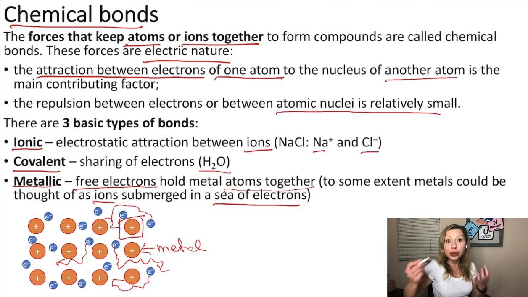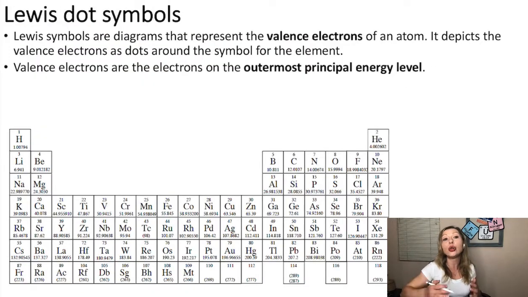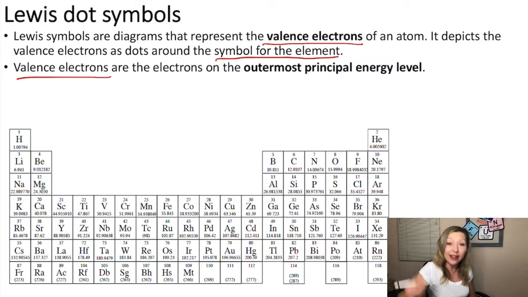In order to better understand ionic and covalent bonding, we have to talk about the so-called Lewis dot symbols. Gilbert Lewis came up with these symbols in 1916 when he published an article. In these symbols, we represent the valence electrons of an atom using dots around the symbol of an element. Remember that valence electrons are the electrons on the outermost principal energy level.